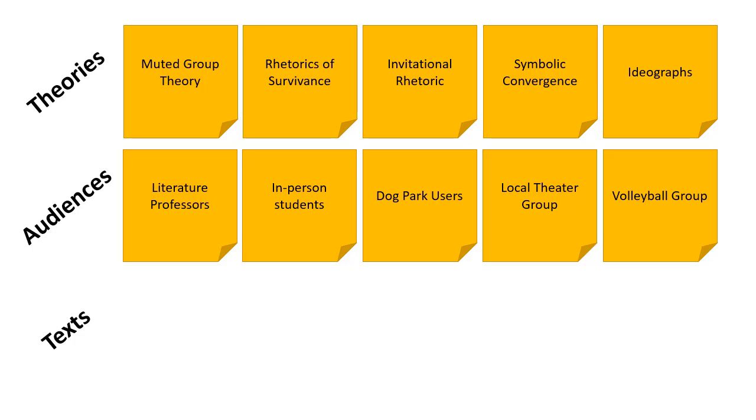Then finally, I'd start thinking about the text or formats or ways that you can get this particular rhetorical theory to this particular audience. So I'd start matching up things at this point. The literature professors are often driving to campus. They have time in that space to listen to an audio text, so maybe something like a podcast that really helped them understand muted group theory and think about how to apply it to their work could be useful.